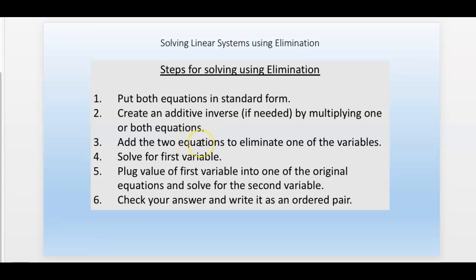Then add the two equations up to eliminate one of the variables because you have an additive inverse, and then solve for that first variable. Step number 5, plug it back in to one of the original equations and find that second variable. And then check your answer and write it as an ordered pair.